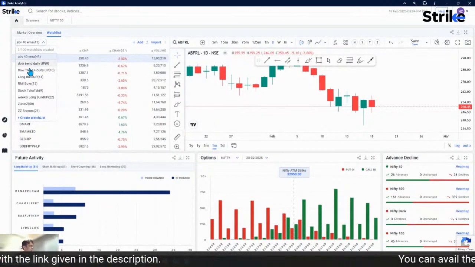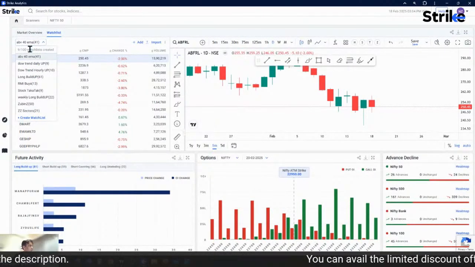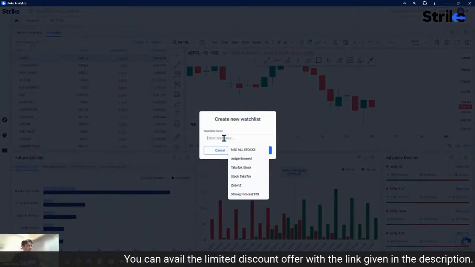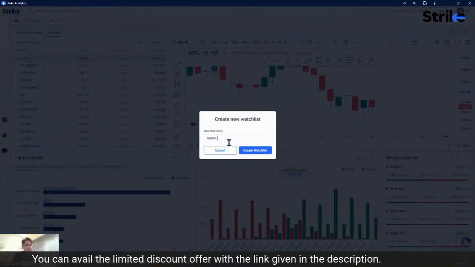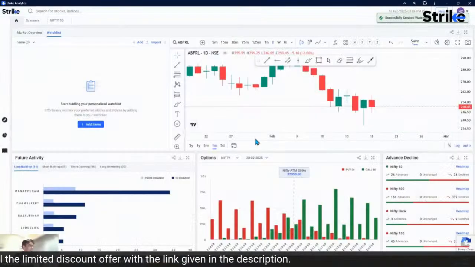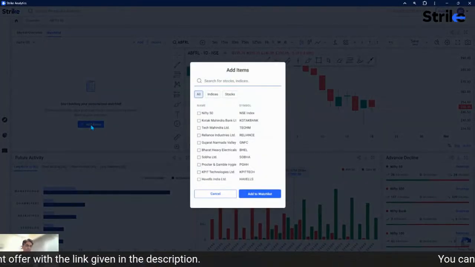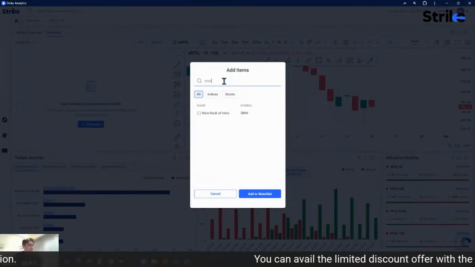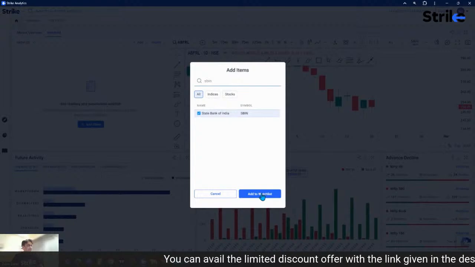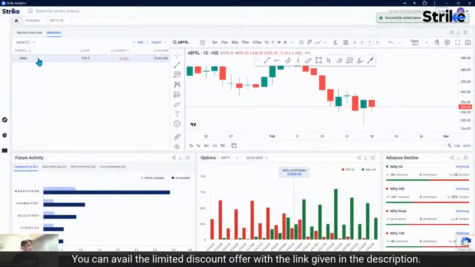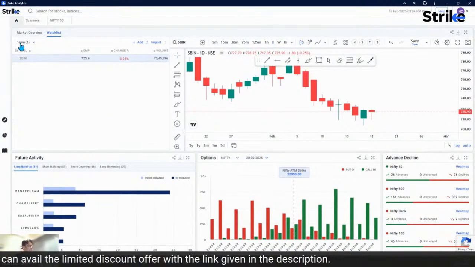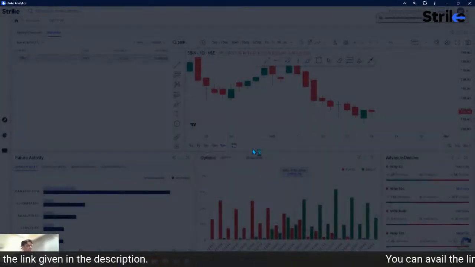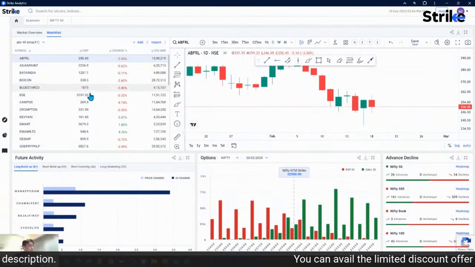Let's suppose I want to create a new watch list. So you click here and say create watch list, and give a name, and say create. As soon as you do, you can add items over here. Click on search for the stocks, search for the stocks over here and simply click and say add to watch list. It will be added over here. If you want to delete this, you can say delete watch list and say delete. So this is one way you can do it.